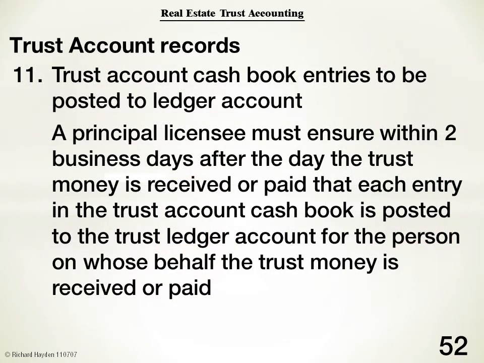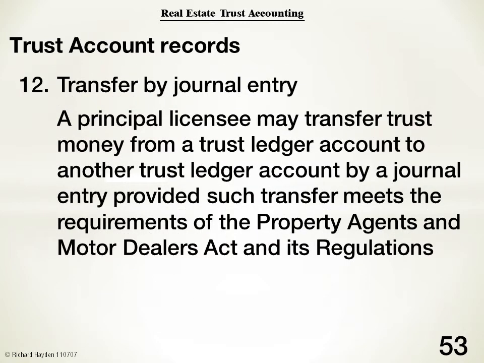Number 11, the trust account cash book entries to be posted to the ledger account. A principal licensee must ensure within 2 business days after the day the trust money is received or paid that each entry in the trust account cash book is posted to the trust ledger account for the person on whose behalf the trust money is received or paid. Number 12, transfer by journal entry. A principal licensee may transfer trust money from a trust ledger account to another trust ledger account by a journal entry, providing such transfer meets the requirements of the Property Agents and Motor Dealers Act and its regulations.